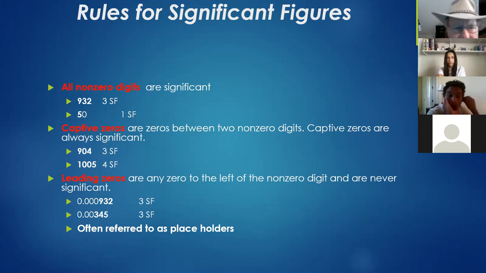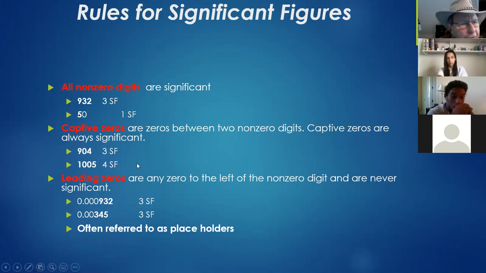If you have a leading zero, by definition, a leading zero is a zero to the left of the first digit. If you have a leading zero, it is not significant. So if I have 0.00345, that has 3 significant figures. Basically, they placehold. They give you an idea of how big or small your number is.